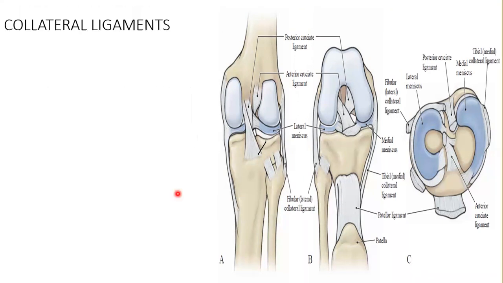Lastly, I will talk about the collateral ligaments, which I've already introduced. You have two collateral ligaments: the fibular collateral ligament, also known as the lateral collateral ligament, and the tibial collateral ligament, also known as the medial collateral ligament. They also help in stabilizing the knee joint. A tear in any of these ligaments will bring about a problem.